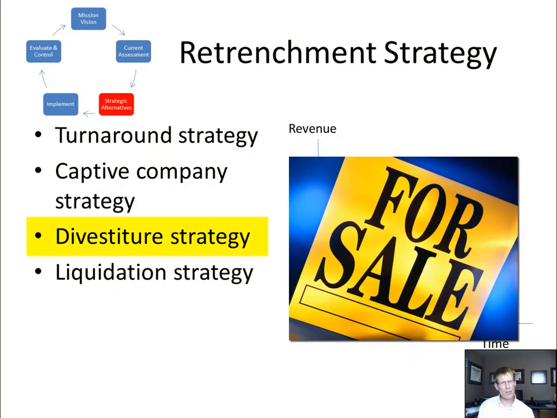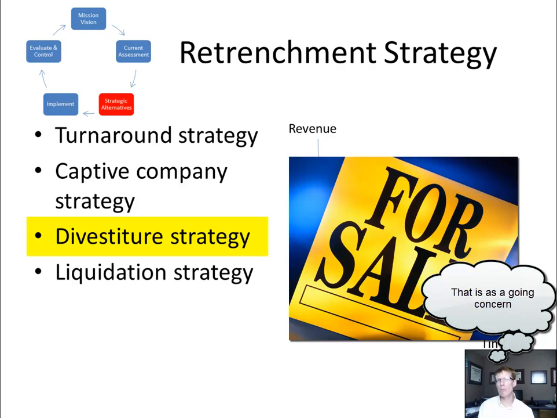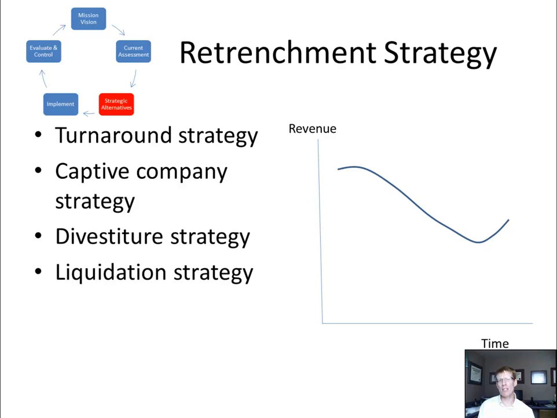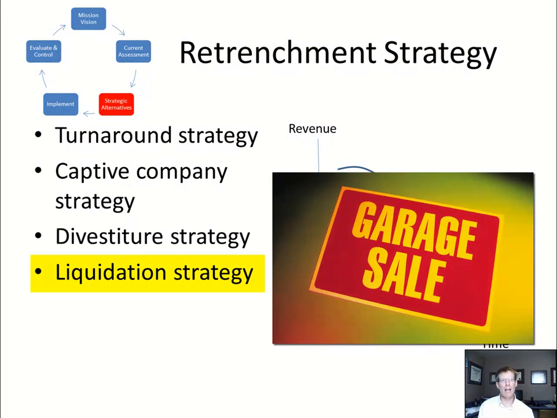A divestiture strategy looks to maximize the value of the business by selling it en bloc to realize the highest potential value. And finally, in a worst case scenario, we may have a liquidation strategy where the business is likely insolvent and has few alternatives available.